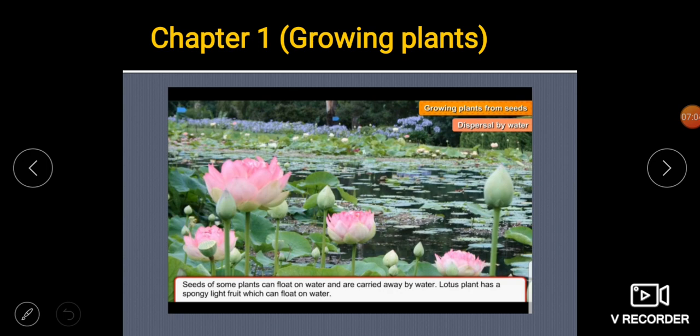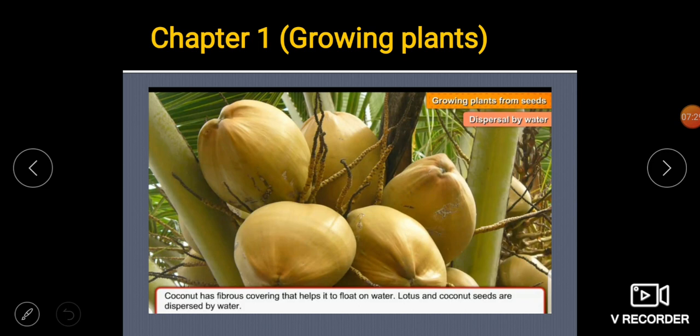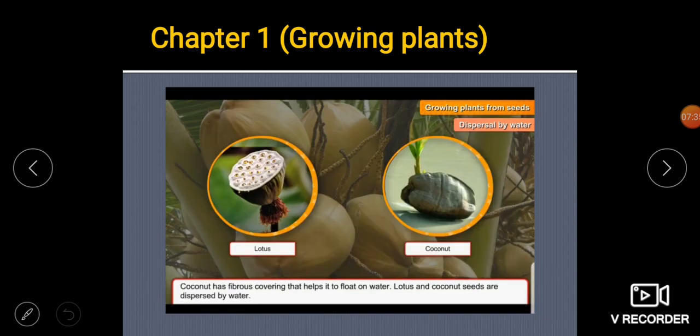Second is dispersal by water. Some plants like lotus and water lily have seeds that are carried away by water, and after some time they grow into a new plant. The lotus plant has a spongy, light fruit which can float on water. Even coconut also. Coconut has a fibrous covering that helps it to float on water.